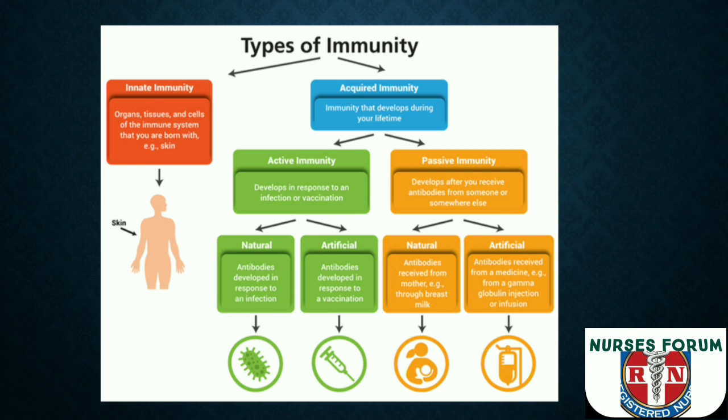Now we can see the passive immunity. Passive immunity is again classified into natural and artificial. In natural passive immunity, antibodies are received from mother through breast milk or through placenta. In artificial passive immunity, antibodies are received from a medicine. For example, we are giving anti-sera or ready-made immunoglobulins to the patient. These are examples of artificial passive immunity. Here the answer is artificial passive immunity because we are giving ready-made antibodies to the person. Convalescent plasma therapy is another example of passive artificial immunity.